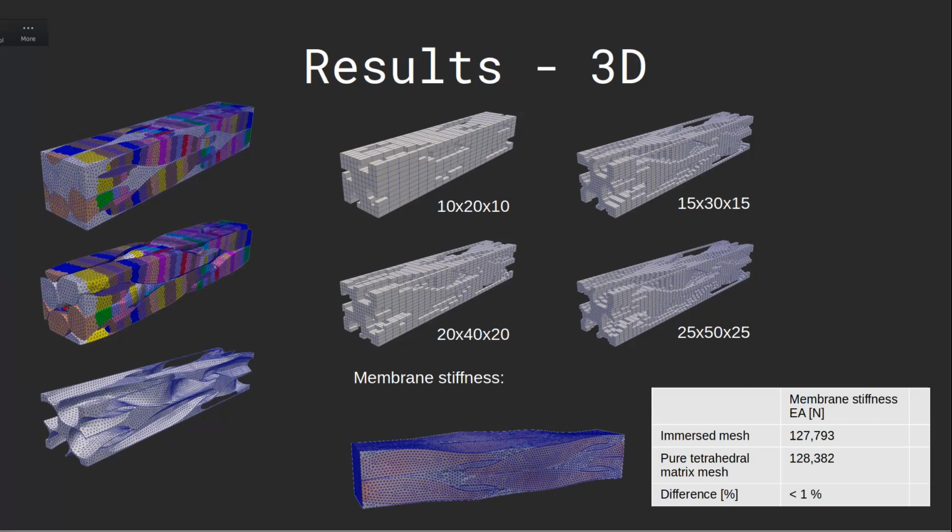So in this example, I just want to show you, here we exchange the matrix mesh, which is the difficult part to mesh, by using this immersed approach. Here are a number of different mesh sizes. Then of course we have to couple the matrix mesh with the bundle mesh in some way. We do that just using a penalty method. And here's just some quick results. I'm calculating the membrane stiffness, and the immersed approach and the pure tet mesh approach show good agreement with each other, so that's good.